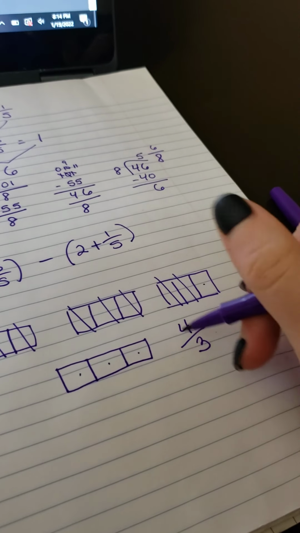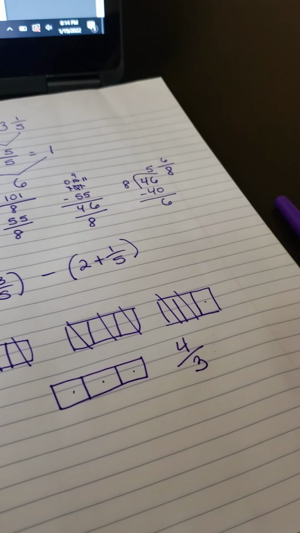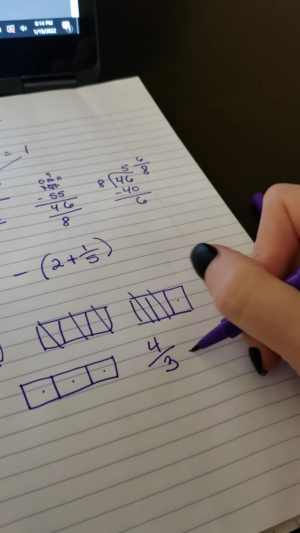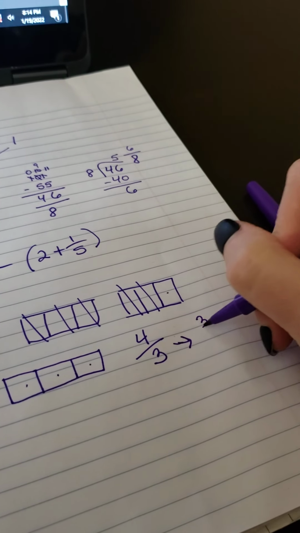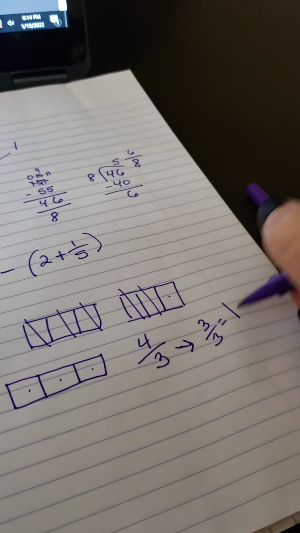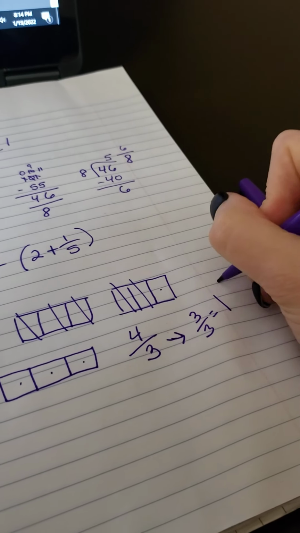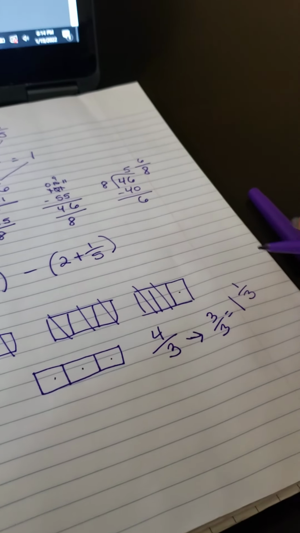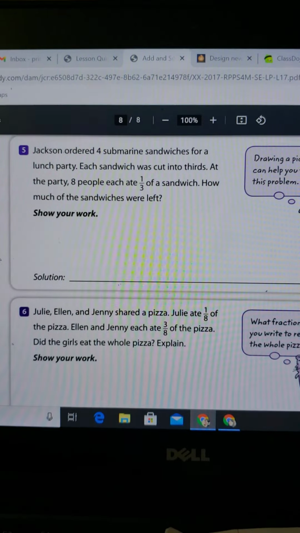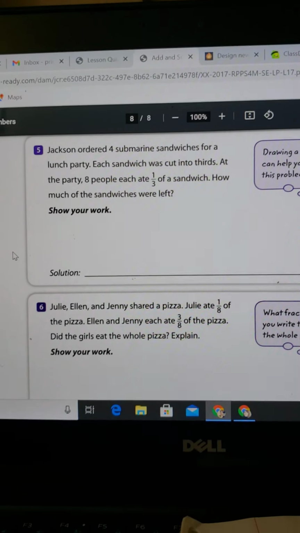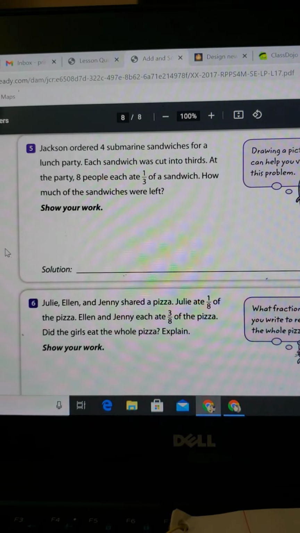Do you remember what kind of fraction we call this? Right, this is an improper fraction. We don't want to leave our final answer in that format. So I know that if I take away 3/3, that equals 1 whole. When I subtract 3 from 4, that leaves me with 1. So 1 1/3 sandwiches, don't forget to write your unit, my friends. 1 1/3 sandwiches is going to be my final answer.